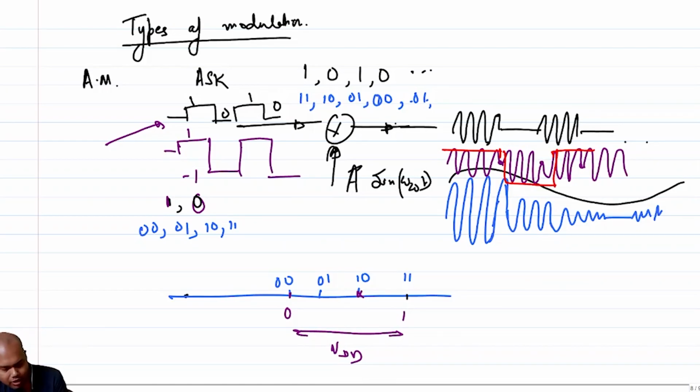Correct? But note that the good thing about this is the amplitude of whatever I am sending is not changing. Right? So now think of a PA in which I am sending this kind of modulation where the amplitude does not change. Then I can always operate the PA at its maximum efficiency point. I don't have to work at back off.